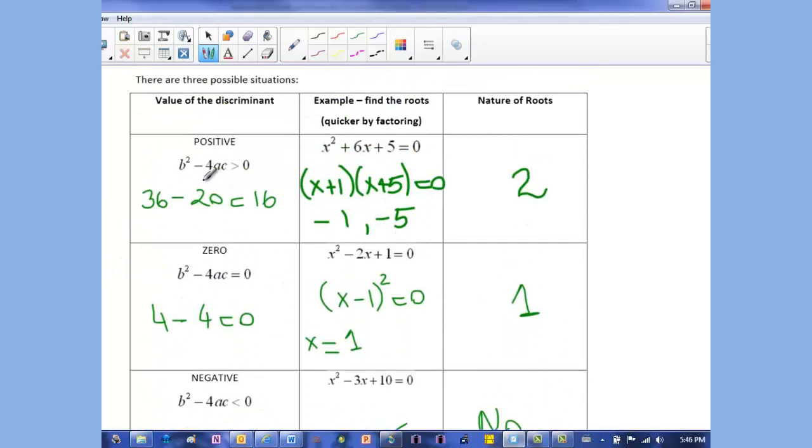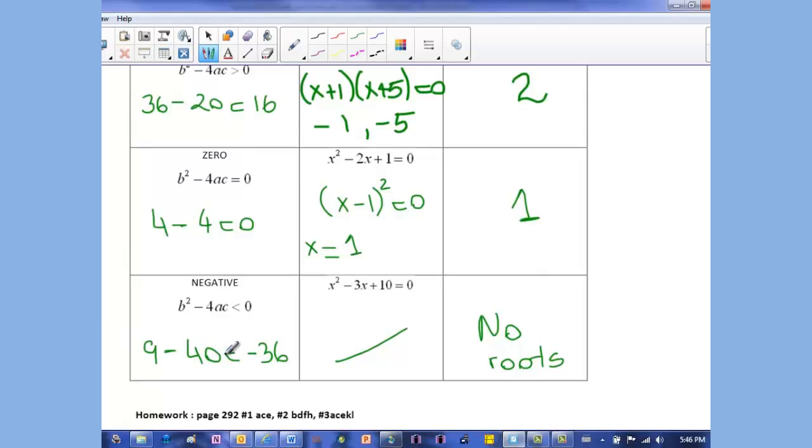So remember, let's review quickly. When the discriminant is positive, you have two possible roots. When the discriminant is 0, you only have one possible root. And when the discriminant is negative, you have no possible roots.